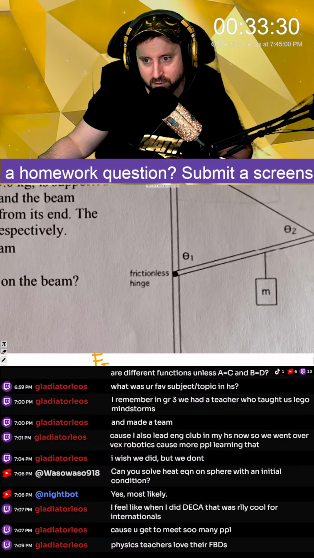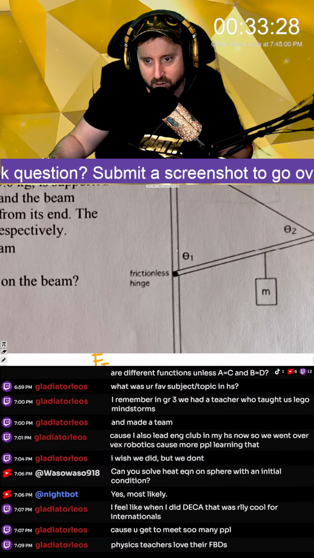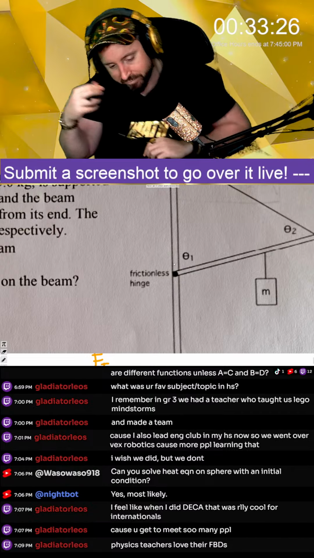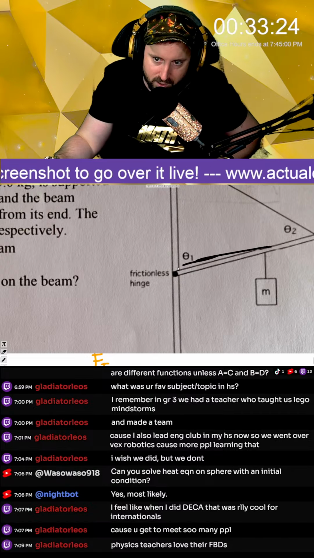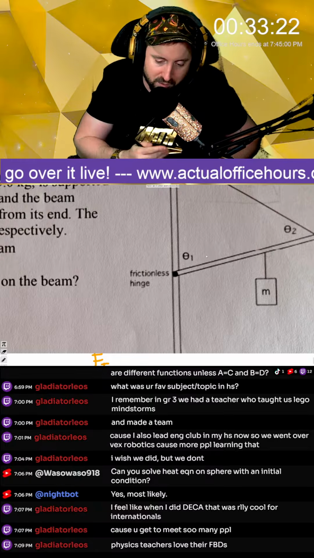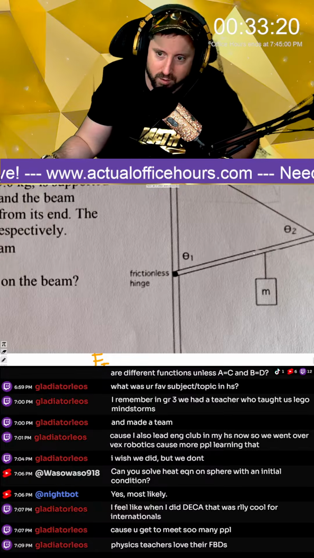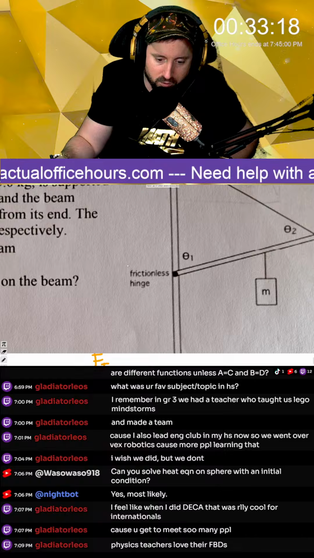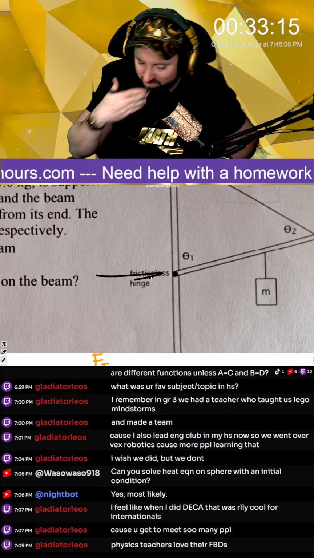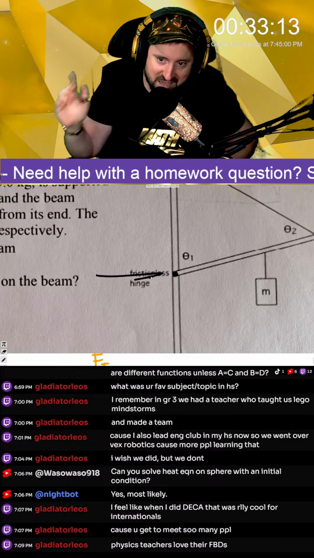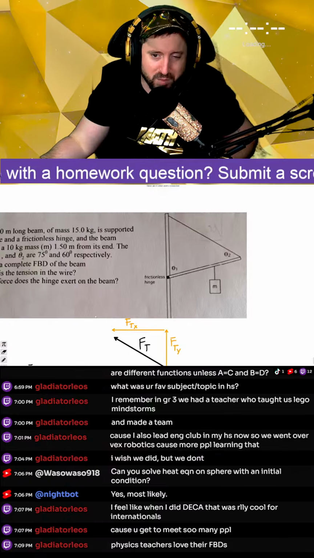But because this is connected to the wall, you can think of the hinge as kind of pushing into the wall. And so the wall has to push back. Sorry, the beam is pushing into the wall, so the wall has to push back on the beam. And it does so at the hinge. So that's why we say it's the force from the hinge.